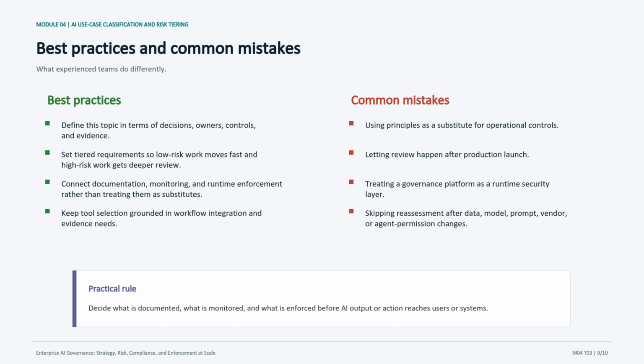The common mistakes are equally important. Teams often write principles, review too late, confuse governance workflow with runtime security, or forget to reassess after data, model, prompt, vendor, or permission changes. A good way to teach this slide is to ask learners which mistake is most likely in their environment and what one control would reduce that risk in the next 30 days. That sets up the recap. We are going to pull the key ideas together and turn them into a short discussion or lab prompt.